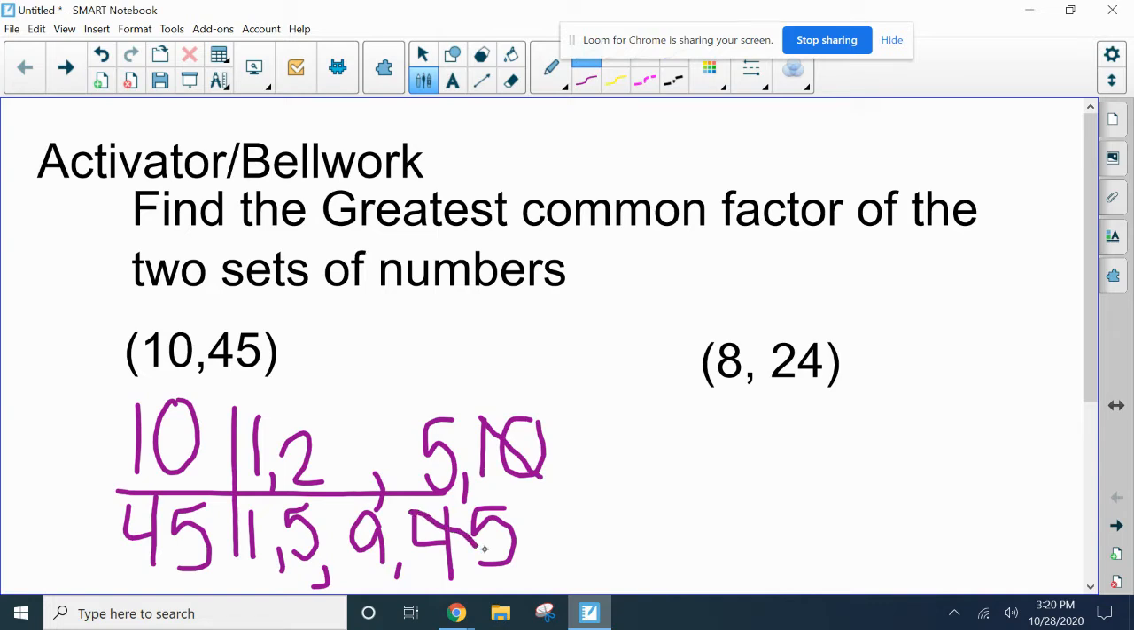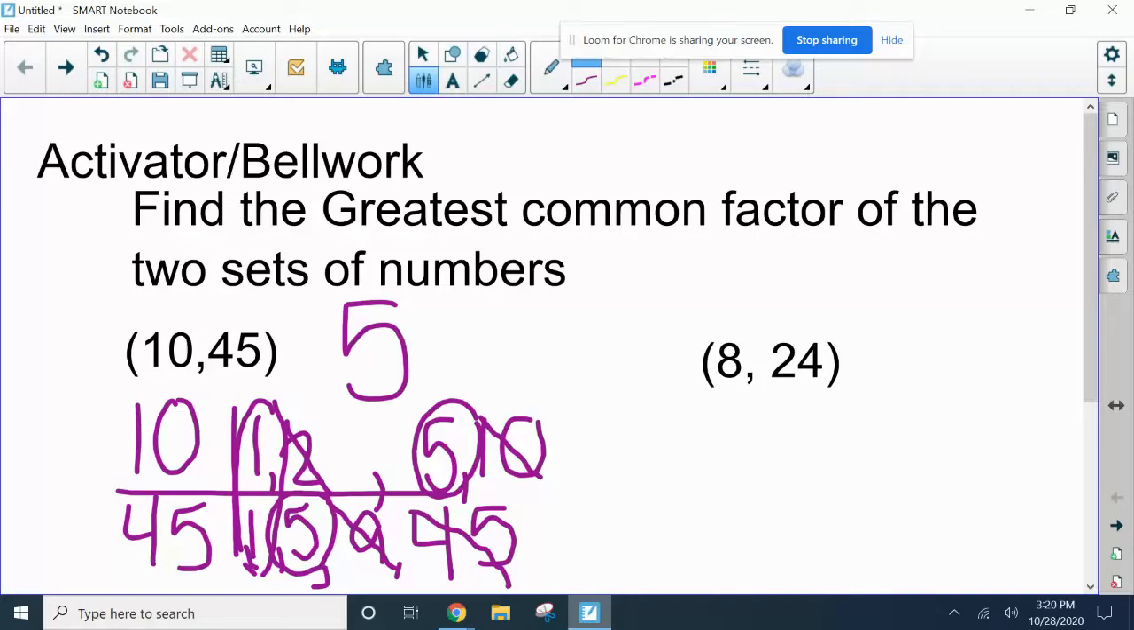All right. This is the only 45. They both share a 1. This is the only 2. They both share a 5. And this is the only 9. So their common factors are 1 and 5, but we want the greatest one. So their greatest common factor is going to be 5.